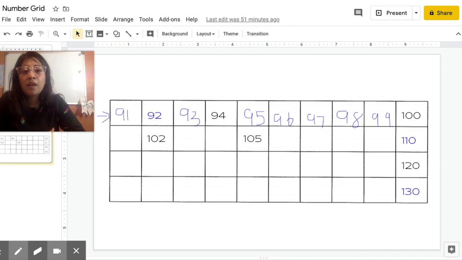That means that if I count all of these, they should be in order and they should make sense. 91, 92, 93, 94, 95, 96, 97, 98, 99, 100. Does that make sense? It does to me. That means these look like they're correct, and I should be able to now use all of this information to finish the next 3 rows.